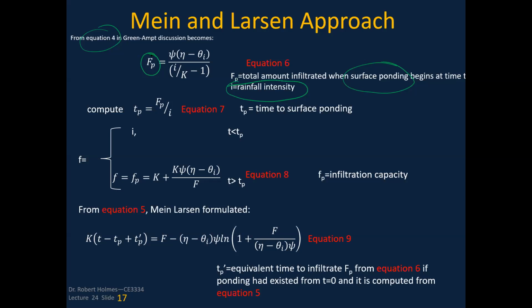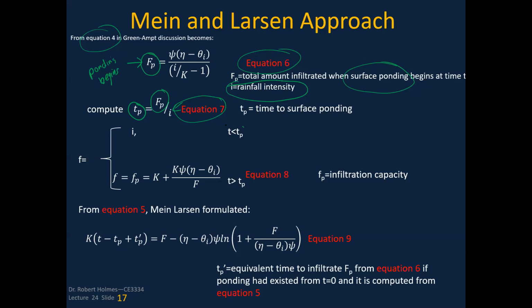This F sub P is the cumulative amount of rain when ponding begins. And to compute that time to ponding, that's nothing more than the value for F sub P divided by the intensity of the rain that caused that ponding. So that's equation 7. Equation 6 was the one we discussed before. And then equation 8 is looking at the infiltration values.